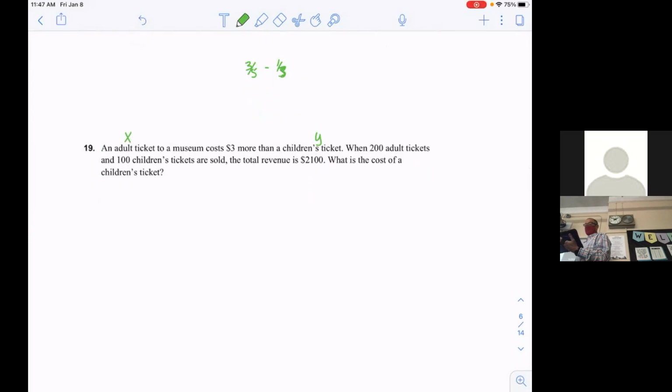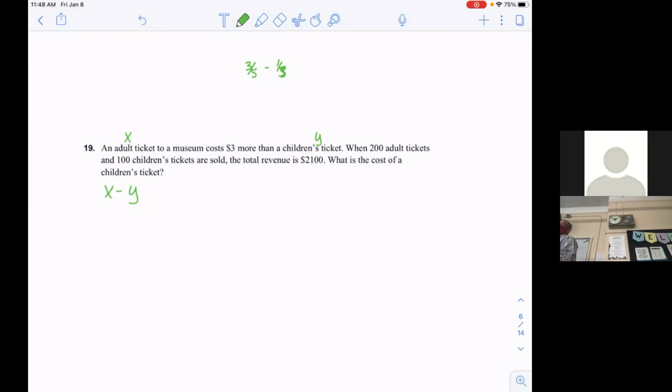So our first sentence is, an adult ticket to a museum costs $3 more than a child's ticket. So we need to write an equation to represent that sentence. There's multiple ways to do that. So I'm going to tell you, I say we write it as x minus y. Now you have to figure out what is the rest of the equation.